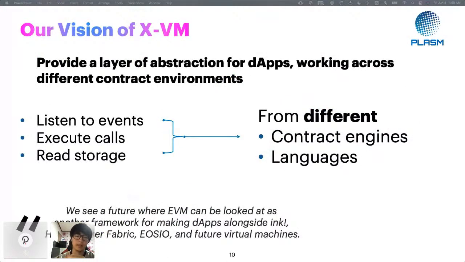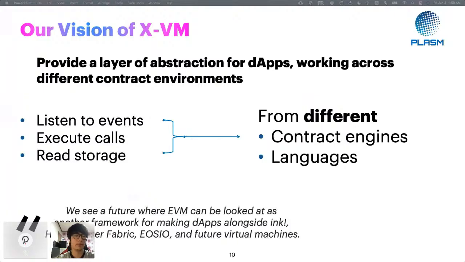Now, our vision of XVM is to provide a layer of abstraction for dApps. For the end user who's interacting with an application, they don't really need to know the details of what hashing algorithm an account uses or what transaction hash it's recorded in. Maybe it is important for development, but for the user experience, it's not that important. All they really need to know is what events did it emit, what calls can I execute, and what storage can I read. This is common for any smart contract, regardless of its environment or language.